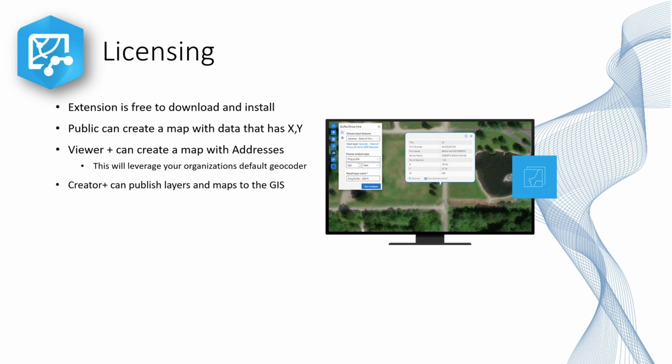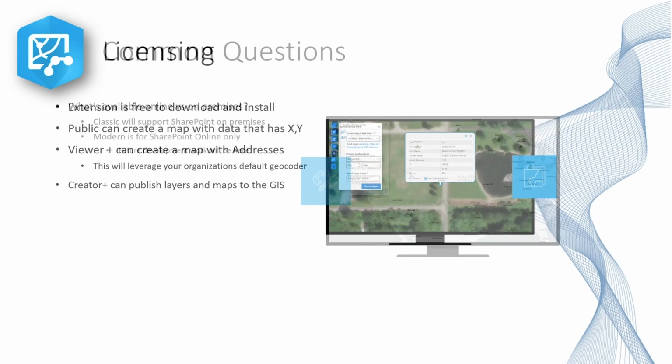Licensing for it, this extension is free to download and install. Public can create data with XY, same thing that we were doing in Office. And then viewer can go ahead and geocode the addresses. Creator can actually take the maps that they make in SharePoint and publish those to the GIS if they want. Really, really interesting workflows we'll see here.